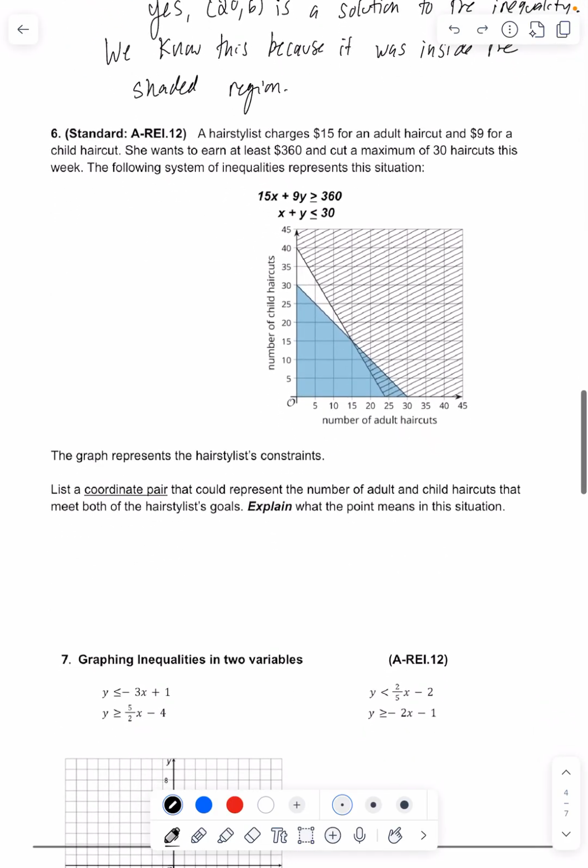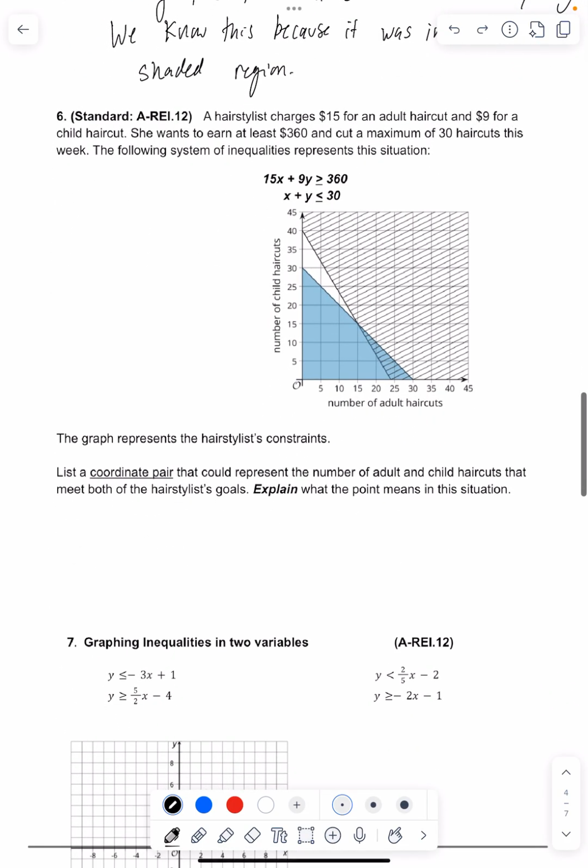Now let's look at question 6. It says a hairstylist charges $15 for an adult haircut, right? $9 for a child haircut. She wants to earn at least $360 and cut a maximum of 30 haircuts this following week. So it says the following inequalities represent the situation. So they already give us the inequalities. And it seems that they already graphed it too, right?